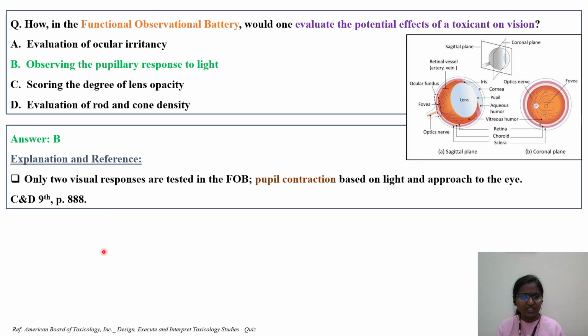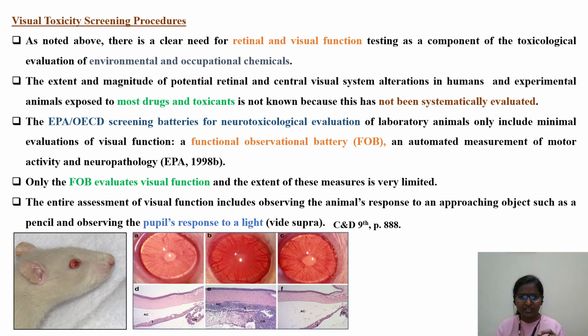So let's see the explanation and the reference given by the American Board of Toxicology. Only two visual responses are tested in the FOB. What are those two? One is pupil contraction based on the light, and the other is the approach to the eye. So let us see what further reference is given under Casarett and Doull's 9th edition, page number 888. Let's see the next slide.